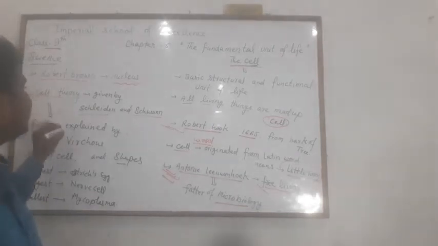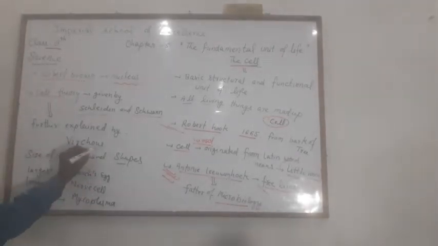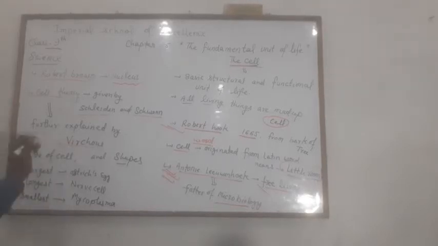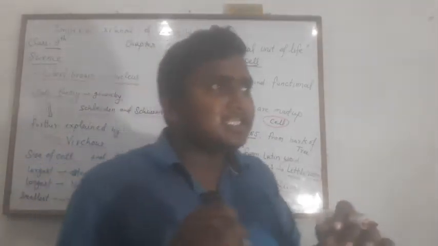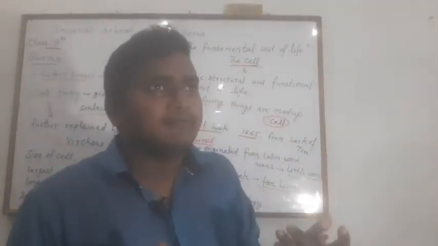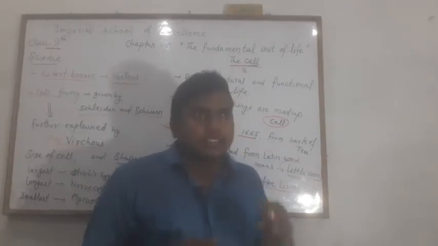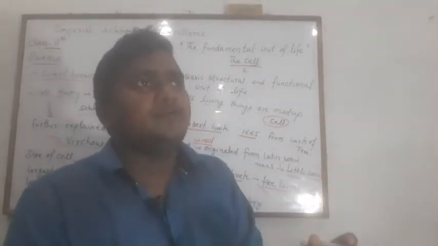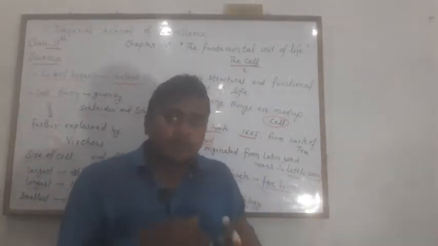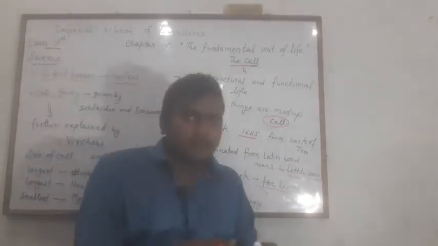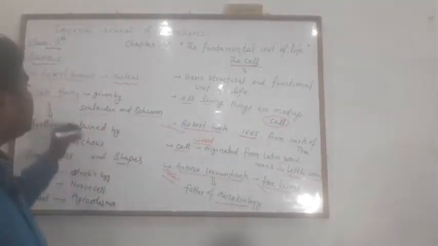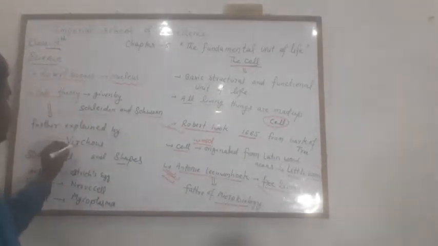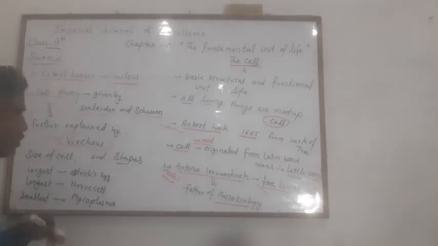Okay, and further this theory was explained by Virchow, and he said that every cell originates from a pre-existing cell. Every cell means every living organism originates from a pre-existing living organism. So basically he added a feature to this cell theory, and the term reproduction was introduced.